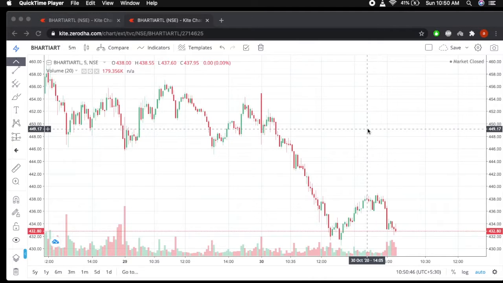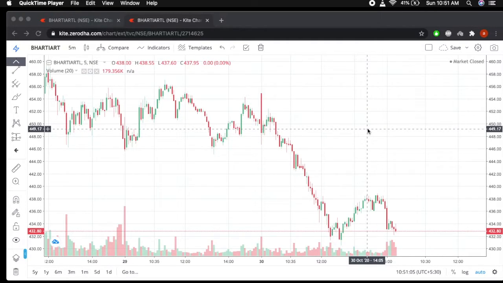So I'm just going to give a small explanation about Bhartiartl. Why did I make this trade? As you guys saw, the previous video clip is a short clip. How did I make this one? I'm going to give you a full explanation. Why did I make this trade? What's the reason behind these trades?